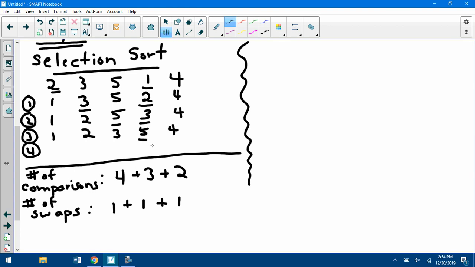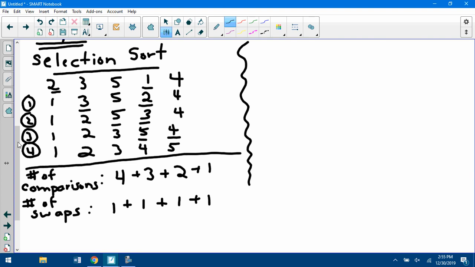Then my last time through, I want to know what's there. How many comparisons am I going to have to make? Just 1. Got to look between 4 and 5, and 4 is obviously smaller. How many swaps? Also just 1. So we swap 4 and 5. 3, 2, and 1 stayed where they were.